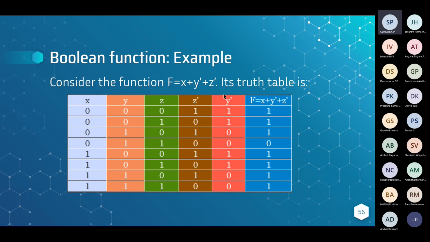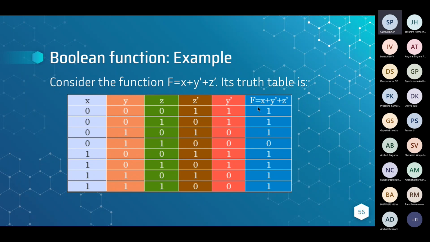And similarly, we can write the y dash column by inverting all the values present in the y column. So if you see the second column, the numbers present in the second column are 0, 0, 1, 1, 0, 0, 1, 1. But in the y dash column, it's 1, 1, 0, 0, 1, 1, 0, 0, which can be reduced from the fact that y dash is just the inverse of y.